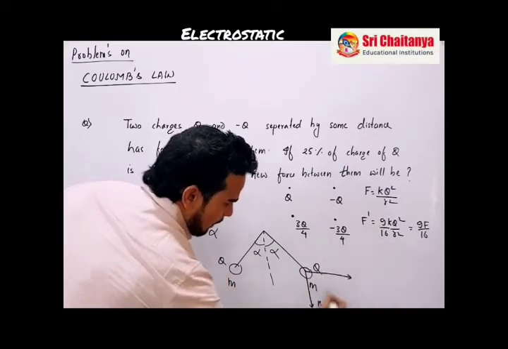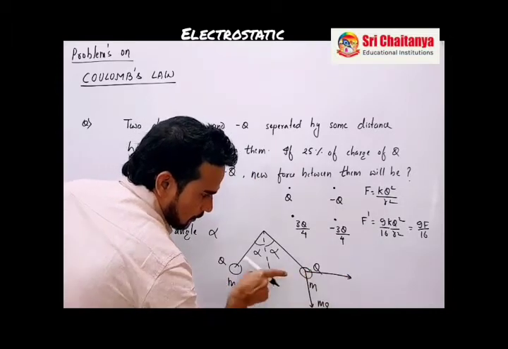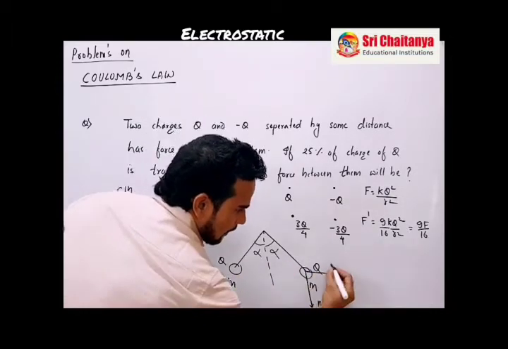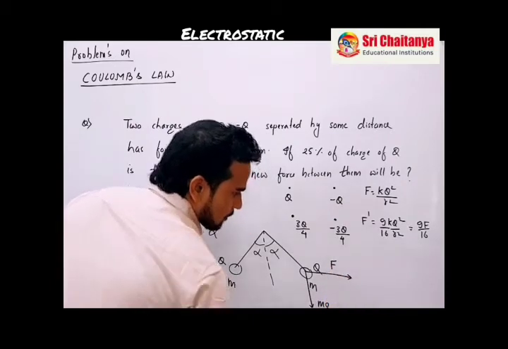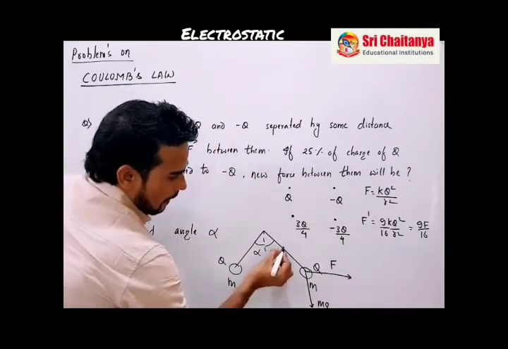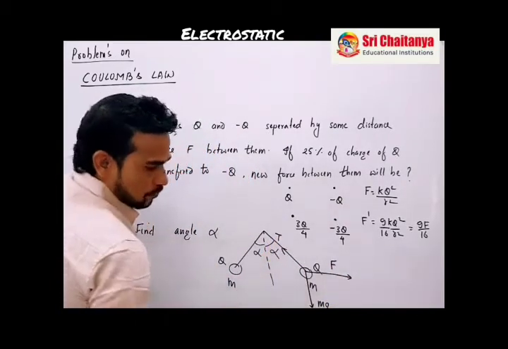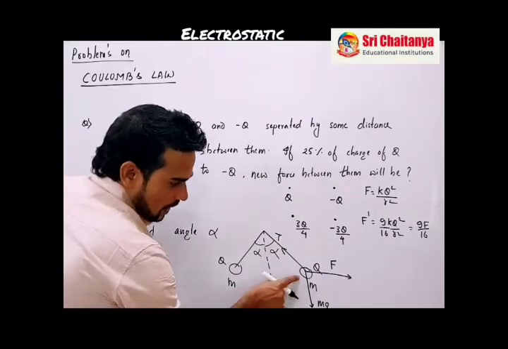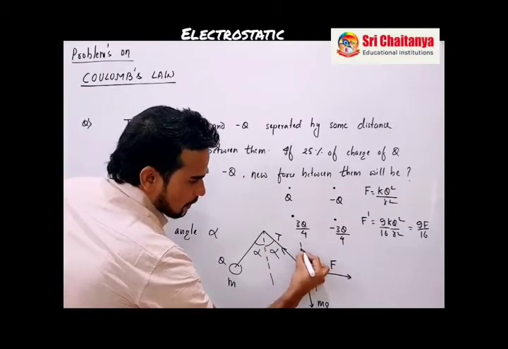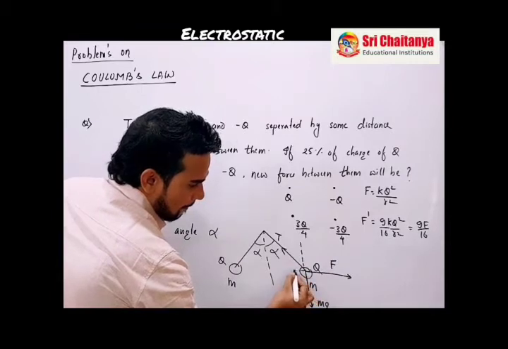One force will be the repulsive force. You can see repulsion will be there. That is the electrostatic force, which I am representing as F. And another force will be the tension in the string. Now if this charge is in equilibrium, that means all these forces must balance each other.